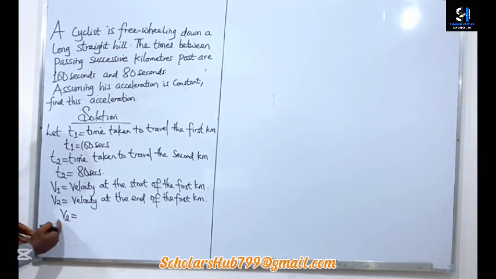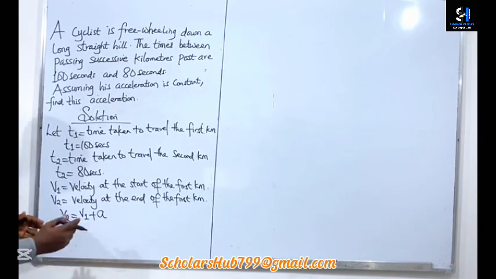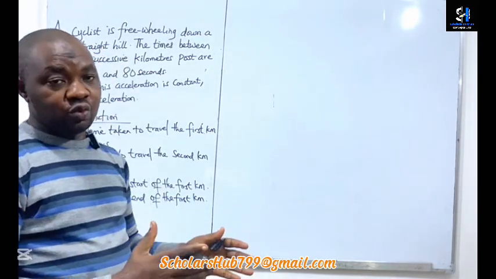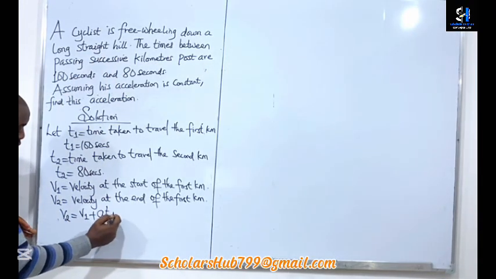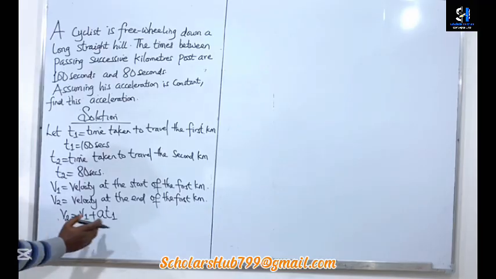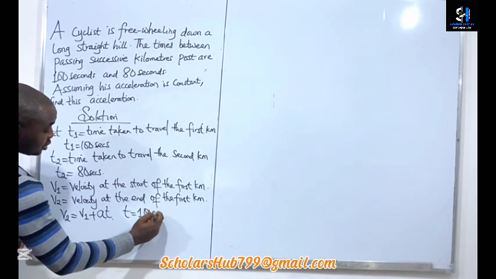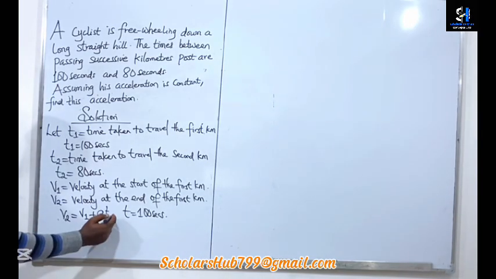So the equation for V2 will be V1, the initial velocity, plus A times T1. Now we know that A is constant, so there's nothing like A1, A2 in this case. T in this case is going to be 100 seconds. All right, so we come back to this.